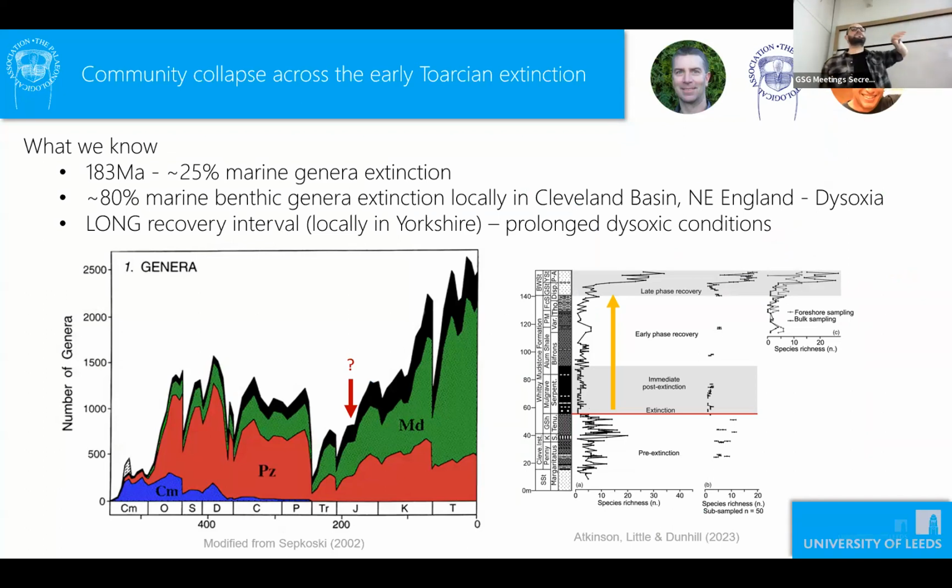We lose about 25% of marine genera globally, so it's a much less severe global event than the Permo-Triassic that we just looked at. But it's very geographically variable, and that's particularly evident when we look at sections out on the Yorkshire coast, so the Cleveland Basin near Whitby, where this extinction event is incredibly intense. We lose about 80% of marine benthic genera locally in the Cleveland Basin, and it's highly anoxic. So if you look at our sedimentary section on the right, you can see that black bar. These are black shales, which are deposited under dysoxic to anoxic conditions. So it's an isolated ocean basin at this time, which suffered prolonged dysoxic conditions, which drove this extinction event. And these dysoxic conditions continue after the extinction event as well for a long time, and we get a very long recovery interval locally in Yorkshire.